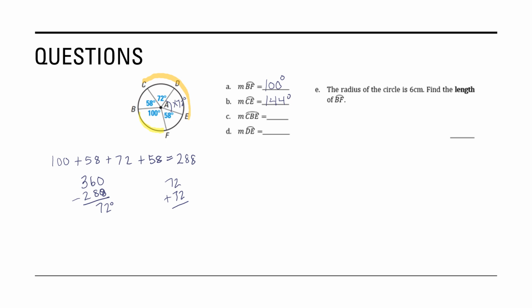And then CBE, now I have three letters. So now it's telling me to go the long way around the circle. So I'm going from C through B to E. So I'm going the long way around the circle. One way I could solve this problem is I could do 360 minus 144, because the minor arc is 144 and the major arc is the rest of the circle. So that's one way I could solve this problem. That's probably the fastest way. The other way I could solve this problem is I could do 58 plus 100 plus another 58. Either way, my answer should be 216.